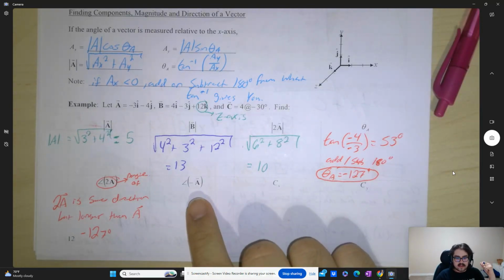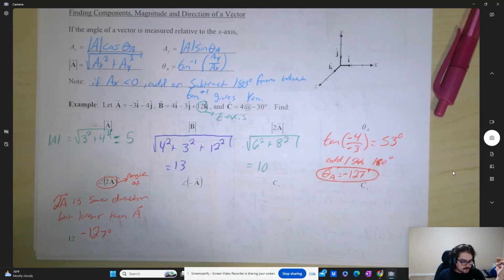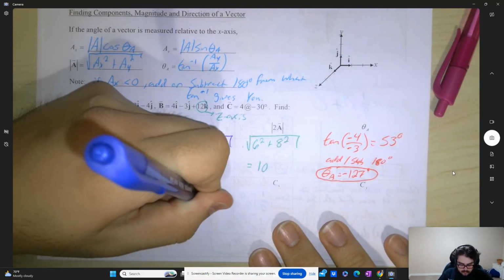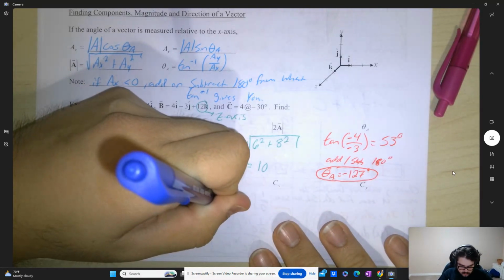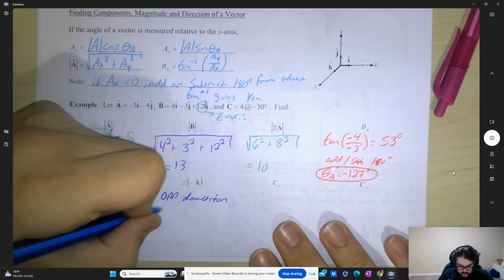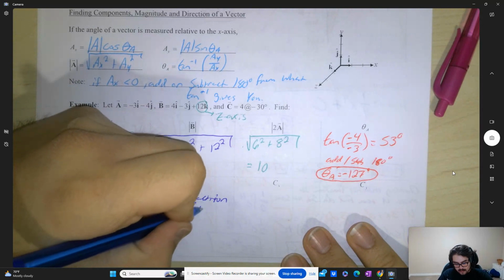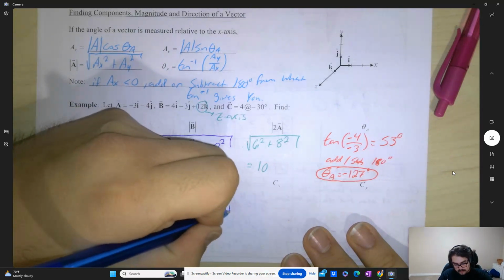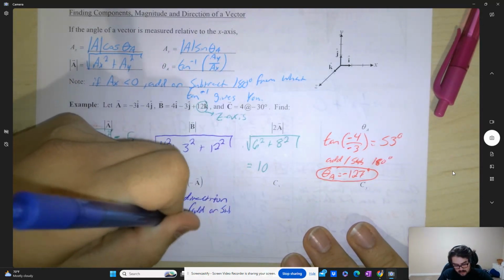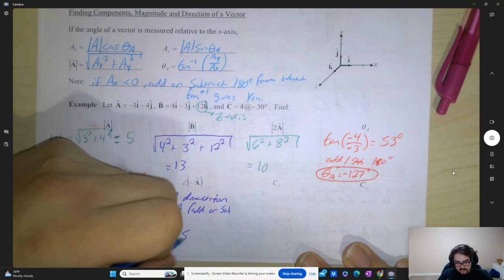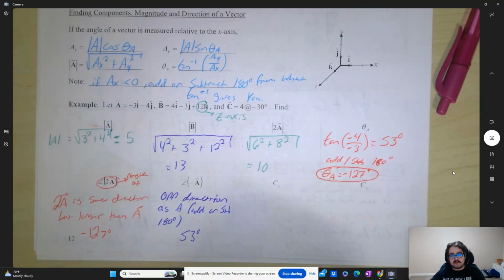What about for negative a? Well, negative a is just flipped, right? So it's the opposite direction as a. So you would have to add or subtract 180. Hey, wait a minute. Add or subtract 180. I did that already. It's 50. It was 53 originally, right?